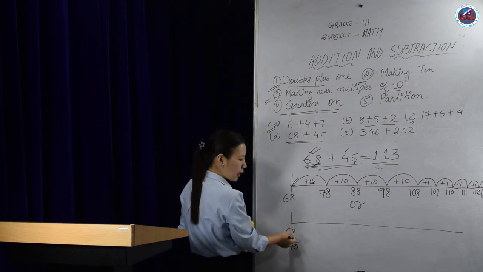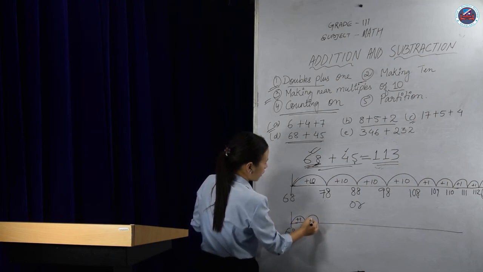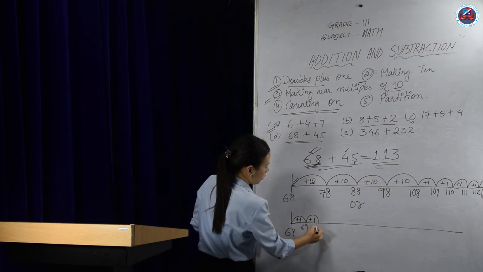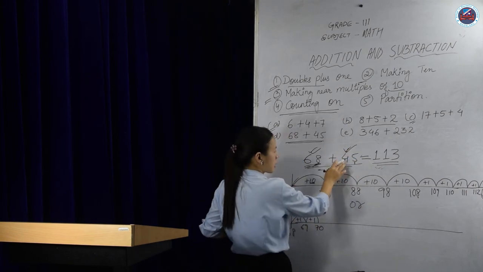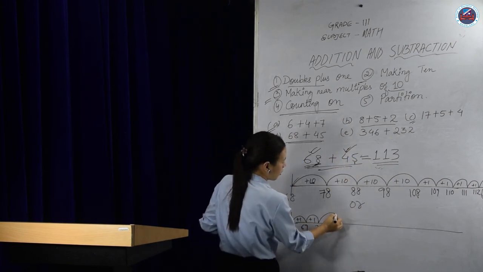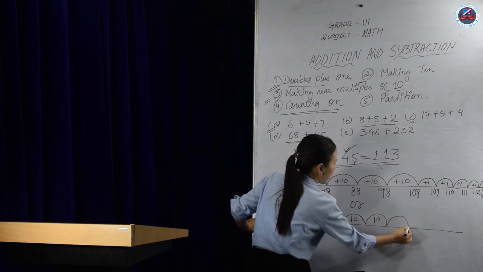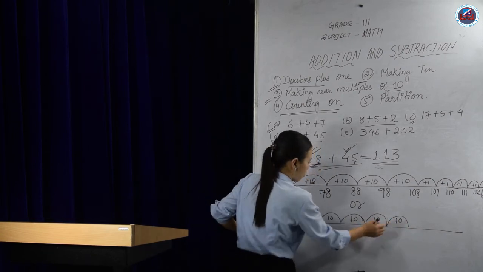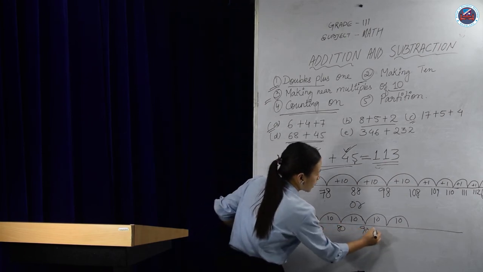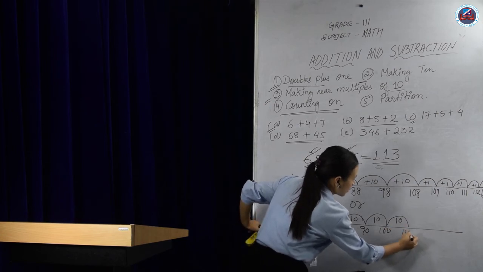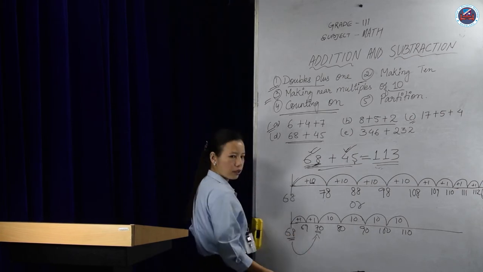So I need 2 more, so I'm going to take 1 two times to make it 70. Now we will take 4 tens, so I'm going to take 10 four times: 1, 2, 3, and 4. So 70 and 10 more is 80, 90, 100, and 110. That way is easier when we change the number to a multiple of ten.